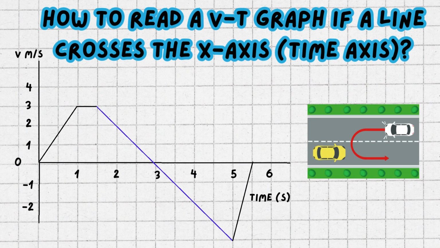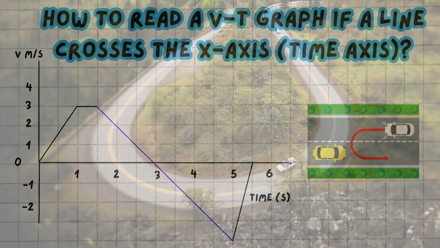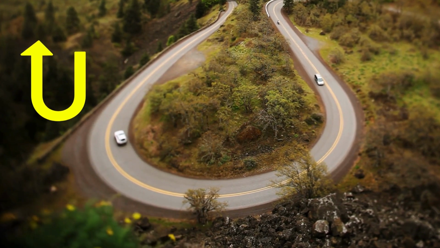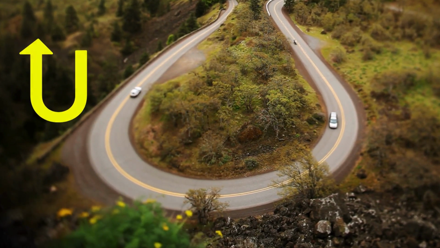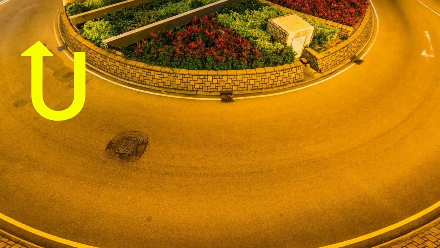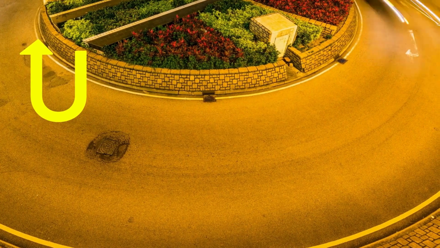How to read a velocity-time graph if a line crosses the x-axis or the time axis? A line crossing the time axis indicates a change in direction. The positive and negative areas on either side of the axis represent motion in opposite directions.